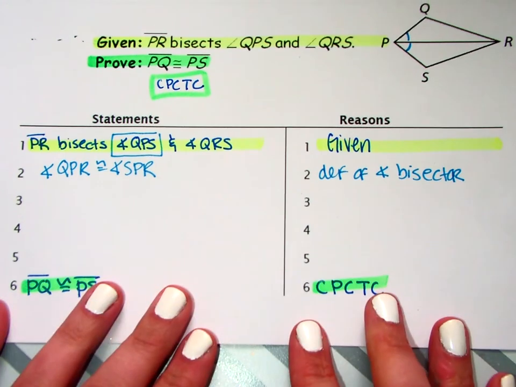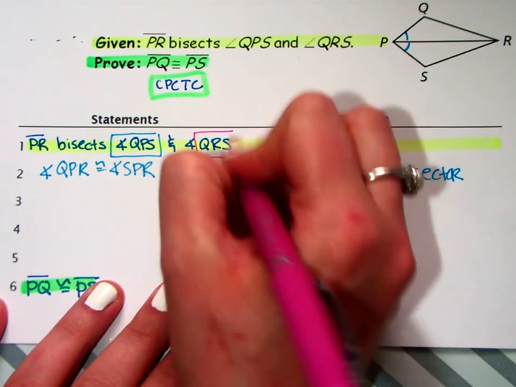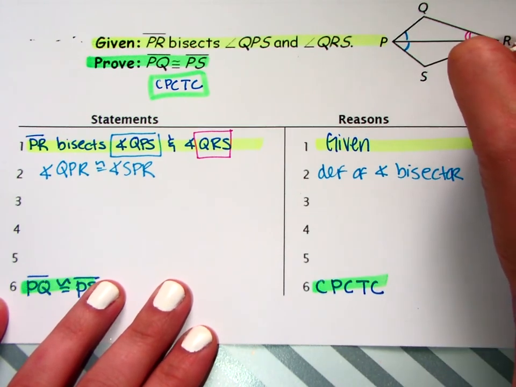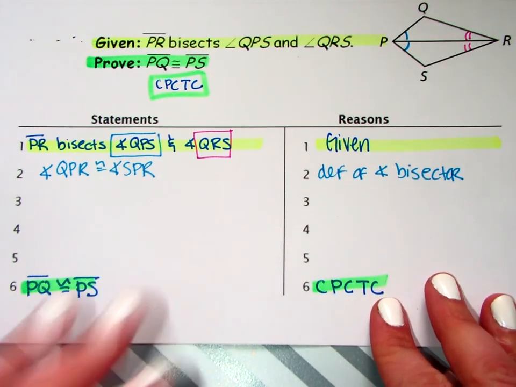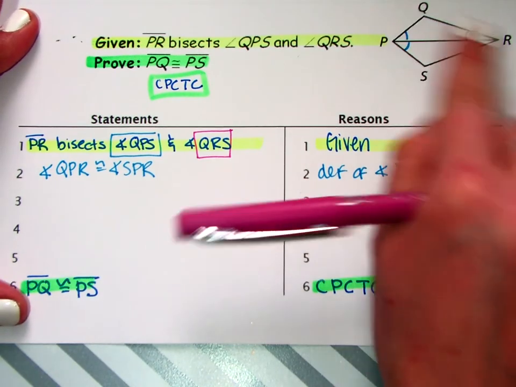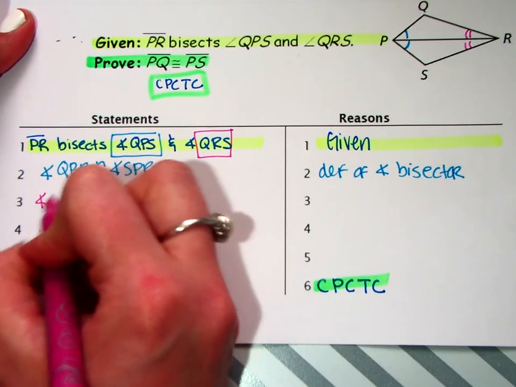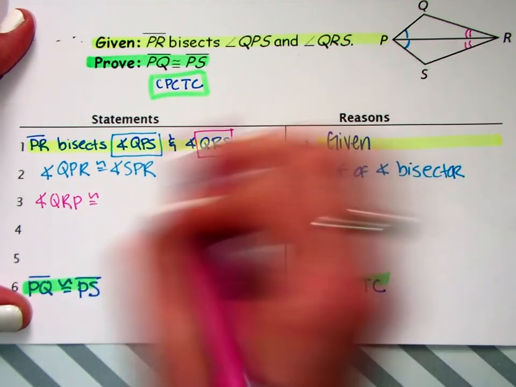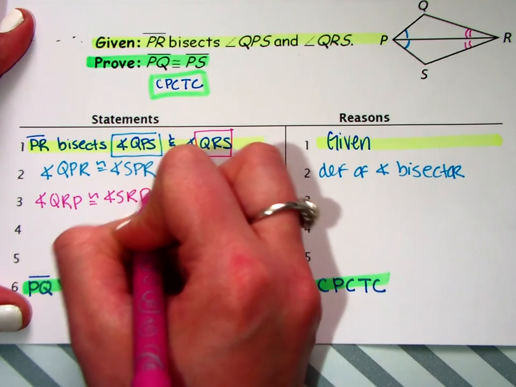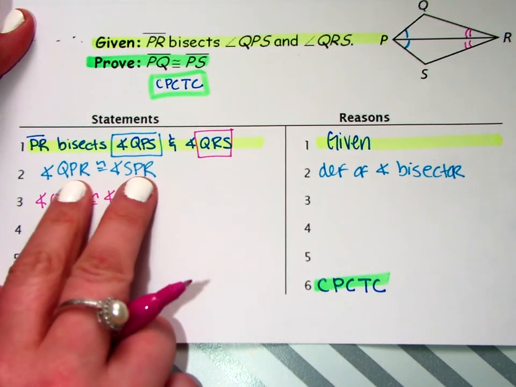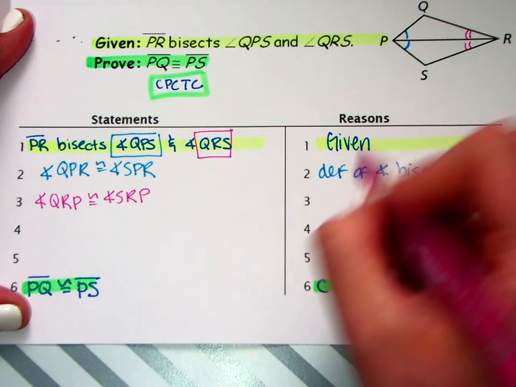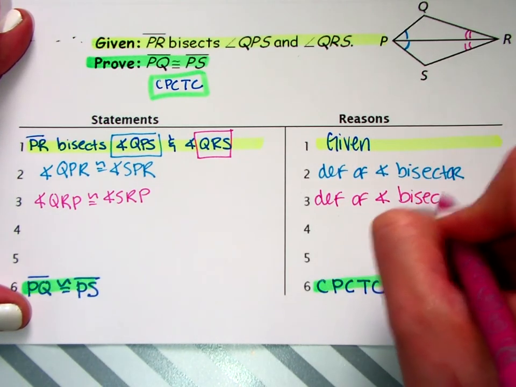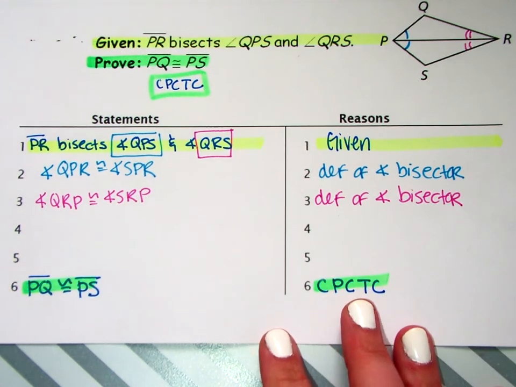Well, segment PR also bisects angle QRS. QRS is located here, which means that this angle and this angle are now the same. So I'm going to just write that sentence. Angle QRP is congruent to SRP. Notice how we have the same vertex in the center. We have the P's up here and the R's down here. You are allowed to write the definition of angle bisector again. It's okay to have the same reason back to back.